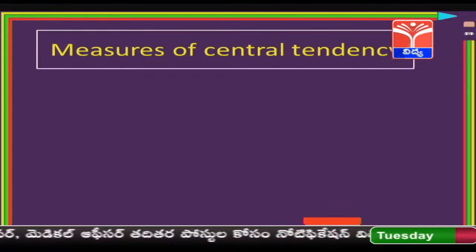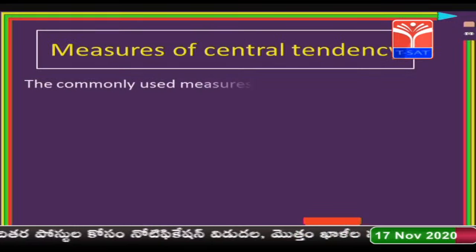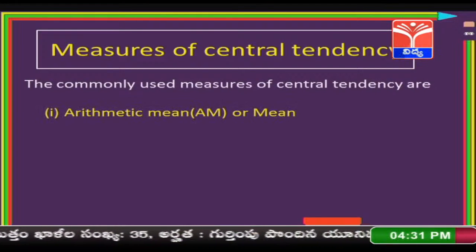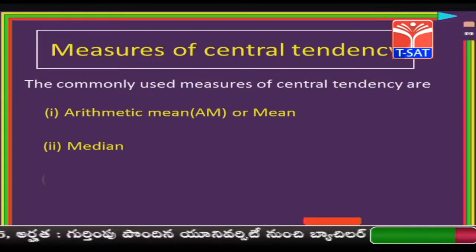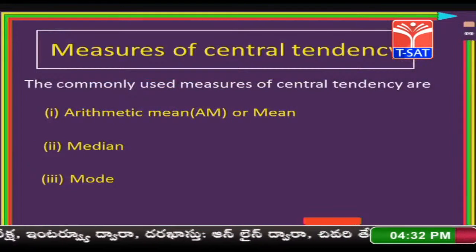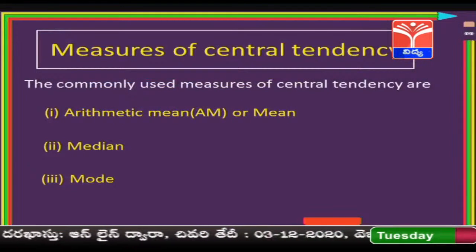So, what are the measures of central tendency? The measures of central tendency are arithmetic mean or simply called as mean, median and mode. So, we are going to learn these concepts for an ungrouped frequency distribution table. So, to start with, the first one, which is arithmetic mean or simply mean.